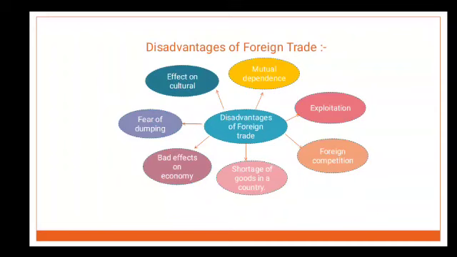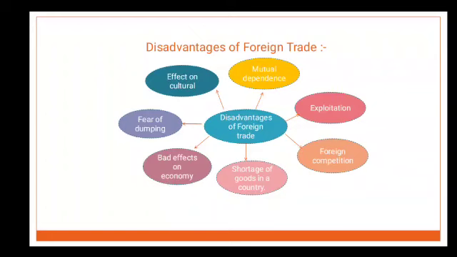Next point, disadvantages of foreign trade. There are 7 disadvantages of foreign trade. In that, first, mutual dependence. Second, exploitation. Third, foreign competition. Fourth, shortage of goods in a country. Fifth, bad effects on economy. 6. Fear of dumping. And 7. Effect on culture. We will discuss them one by one.